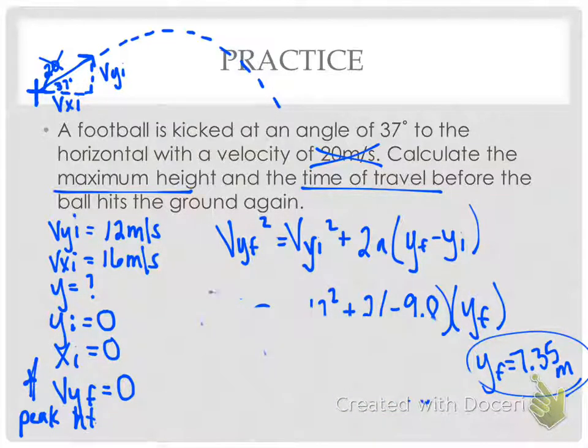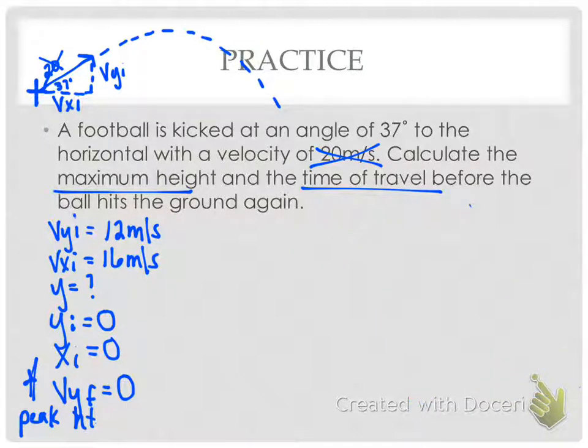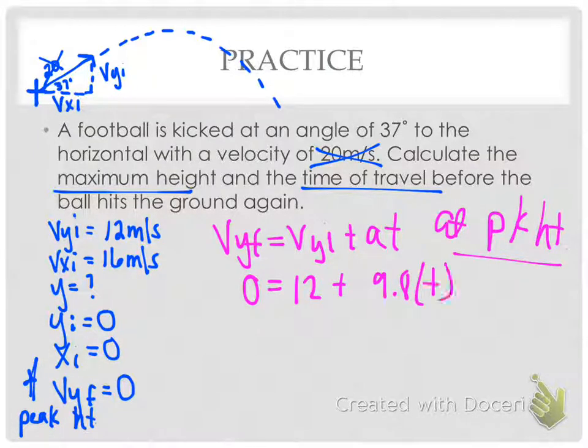Okay. So let's solve for time to peak height. What equation could be used to solve for the time it takes to reach peak height? Probably an easy one, right? The first vertical equation: velocity y final equals Vy initial plus at. Because at peak height, we know Vyf is 0. We solved Vyi to equal 12. Acceleration is negative 9.8, and we're solving for time.